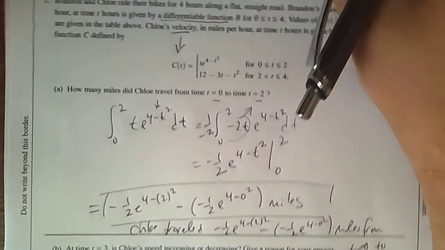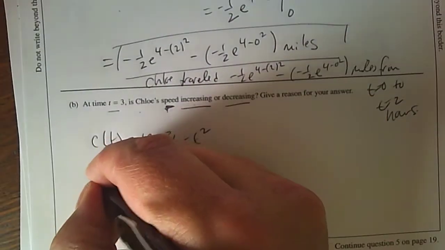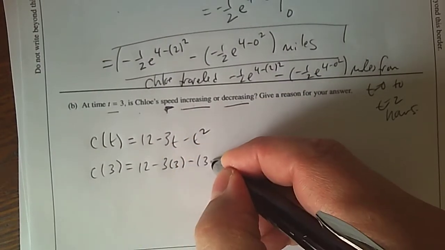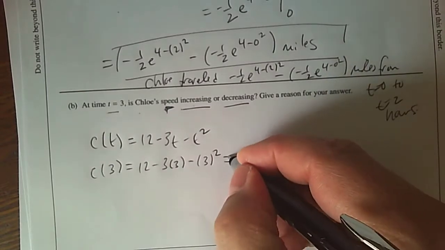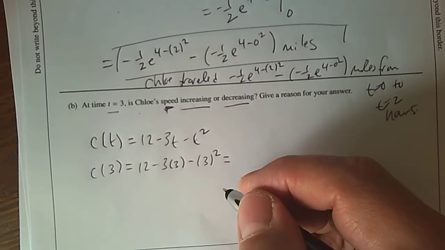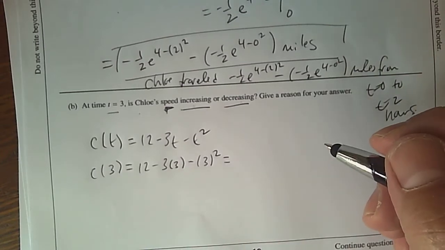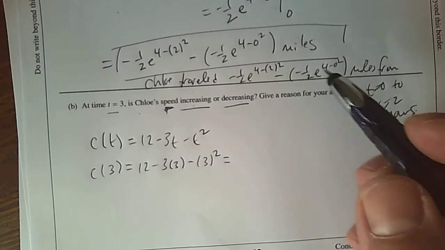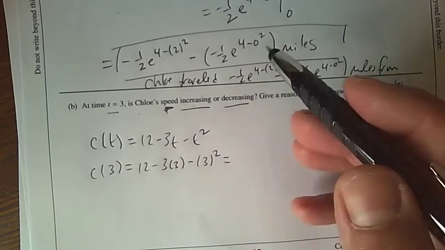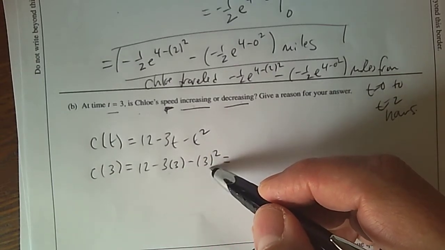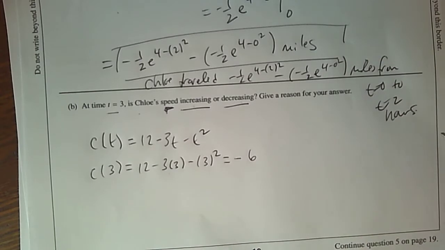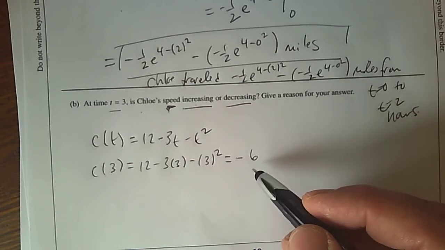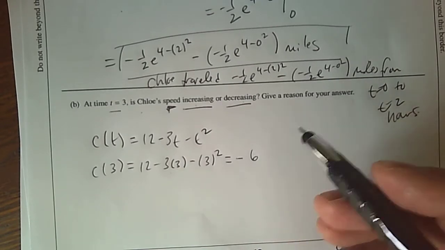What I care about is only at 3. If I just plug in 3 into this, it would give me the velocity. First I just want to get a sense of the velocity. So you plugged in 3, negative 9 and negative 9 is negative 18, and 12. That's negative 6 when you plug it in. That doesn't tell me it yet. That just tells me that she's moving backwards, but it doesn't tell me if the speed is increasing or decreasing until you find the acceleration.